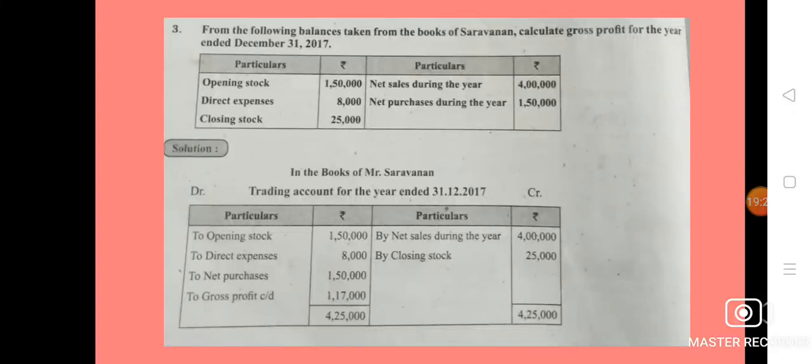Okay, next, credit side is the highest value 4,25,000, but debit side 3,08,000 only. So 4,25,000 minus 3,08,000 we get 1,17,000. The difference value will be showing on the debit side of the trading account, means gross profit. So 1,17,000 is known as the gross profit value.